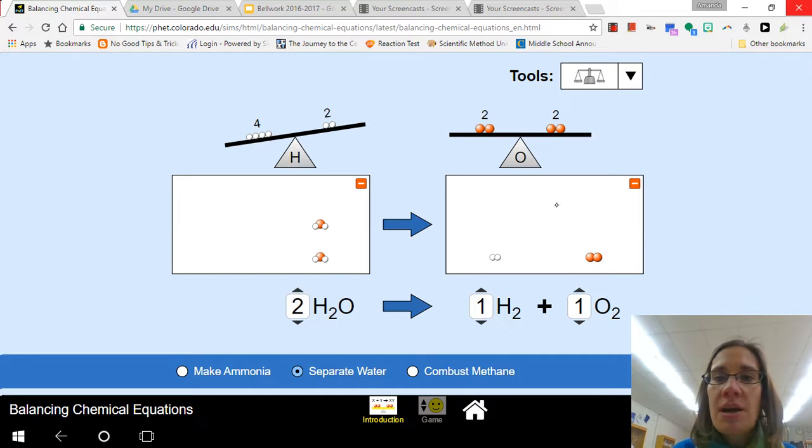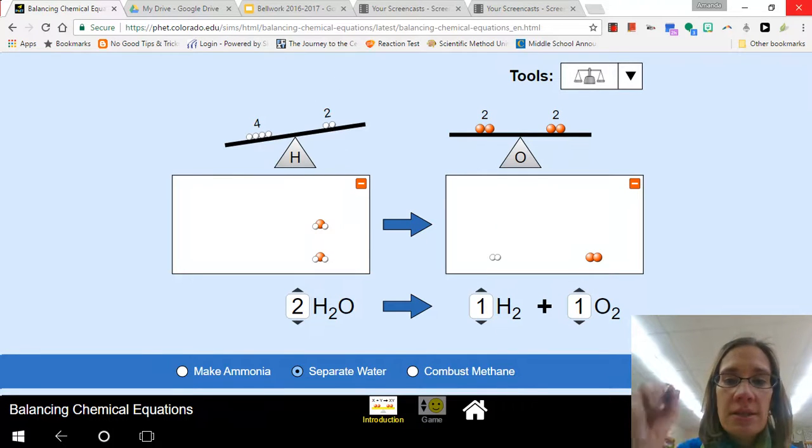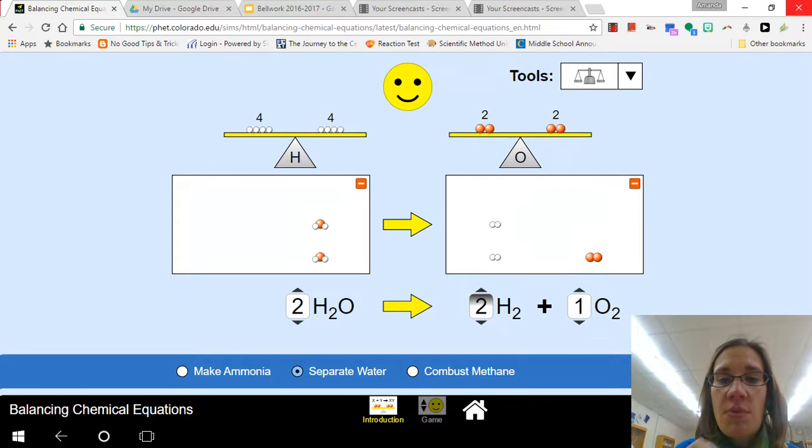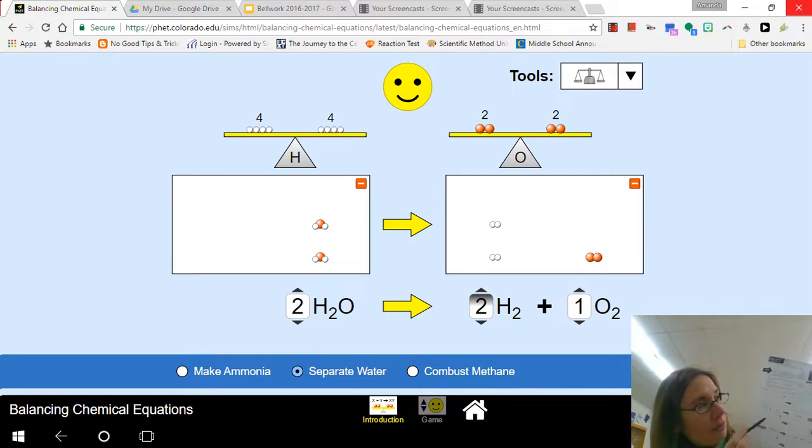I do that, my oxygen is balanced, but now my hydrogen is not. So let's look at the hydrogen. I've got 4 on the reactant side, 2 on the product side. That means I need to add a coefficient to the side that has fewer. That is the product side. I'm going to go back, add, whoops, wrong one. There we go. Smiley face, it is balanced. So on your sheet, you can draw in the molecules for the reactants and for the products. Then you can fill in the coefficient on the bottom.